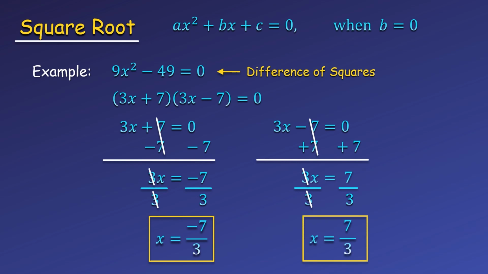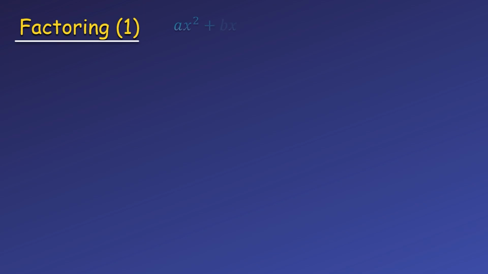By the way, we can use this method even if c isn't a perfect square, as long as b is 0. If c isn't a perfect square, we can just write it as the square root of c in our difference of squares formula, or we can write it as a decimal. Now we'll look at the factoring method. Here, b will not be 0, and we'll want to factor our equation.